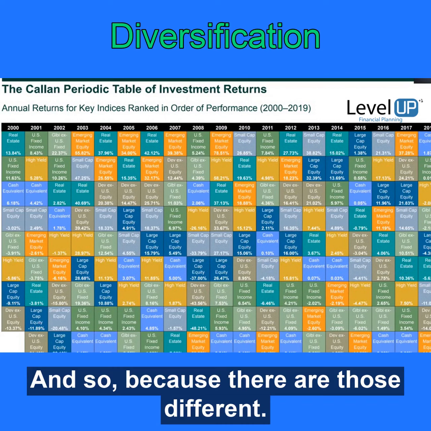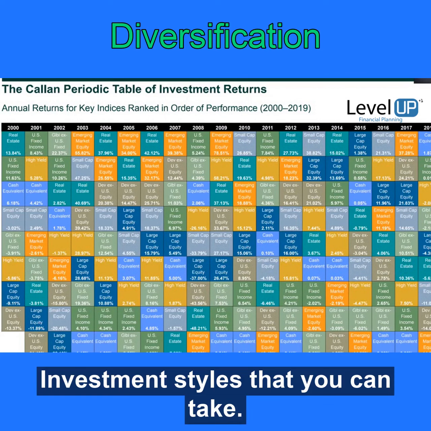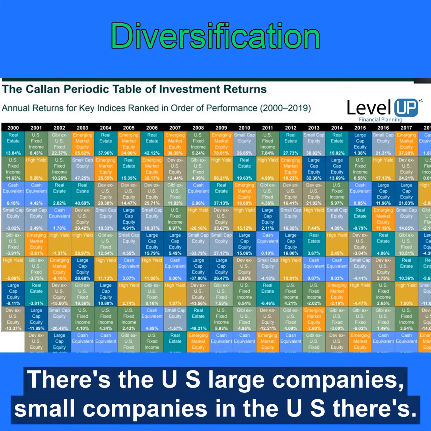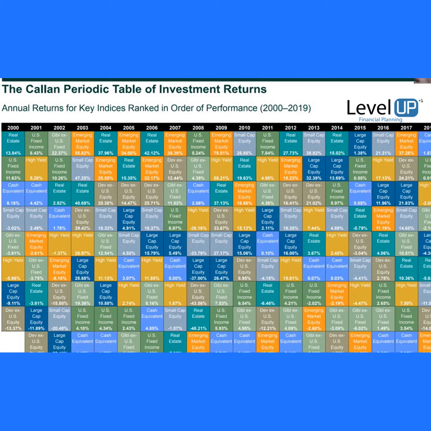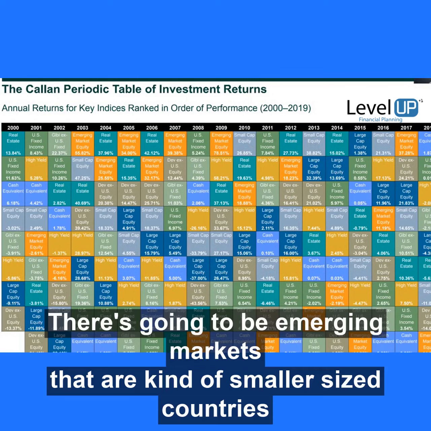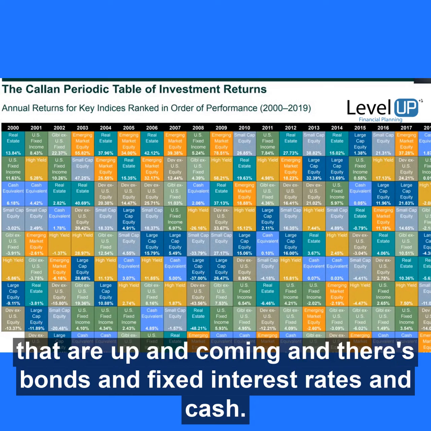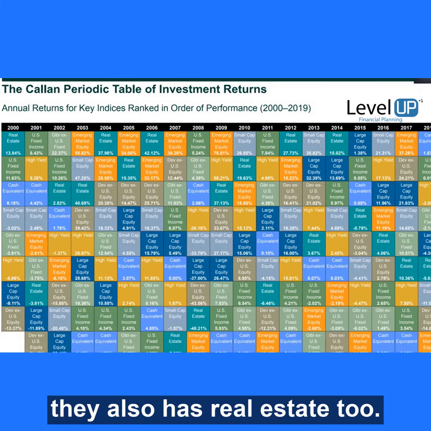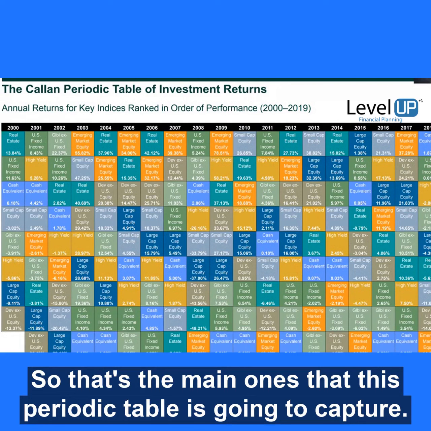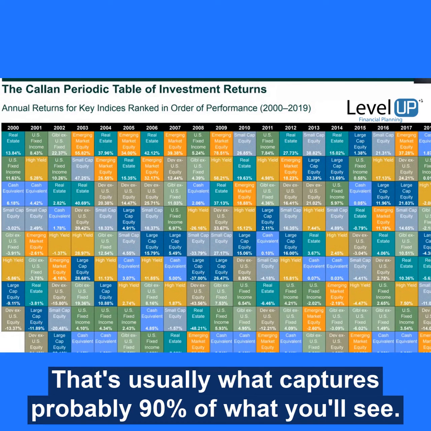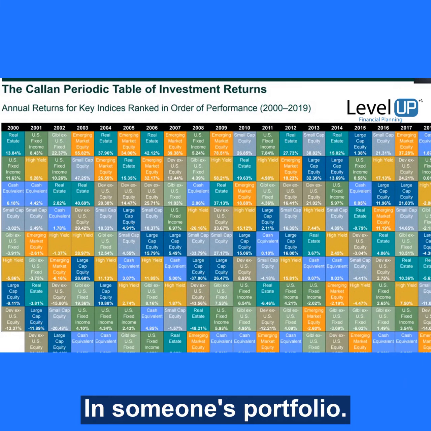And so because there are those different investment styles that you can take, there's the US large companies, small companies in the US, there's international companies, there's going to be emerging markets that are kind of smaller size countries that are up and coming, and there's bonds and fixed interest rates and cash. And it also has real estate too. So that's the main ones that this periodic table is going to capture. That's usually what captures probably 90% of what you'll see in someone's portfolio.